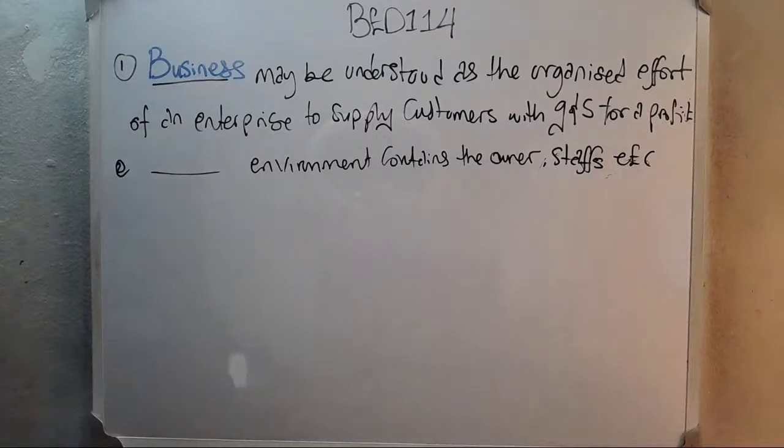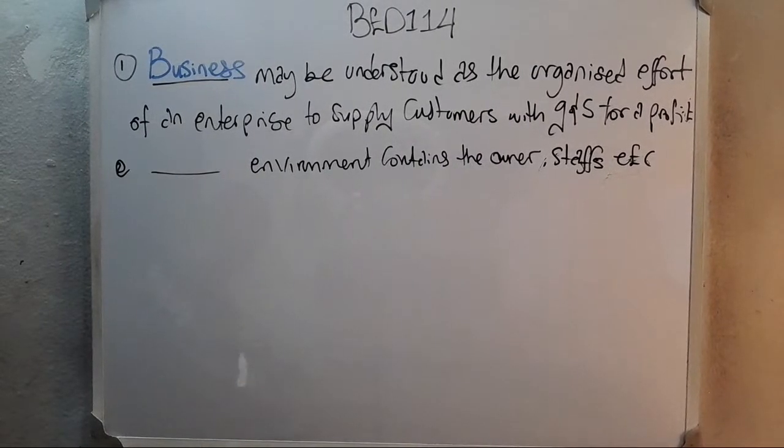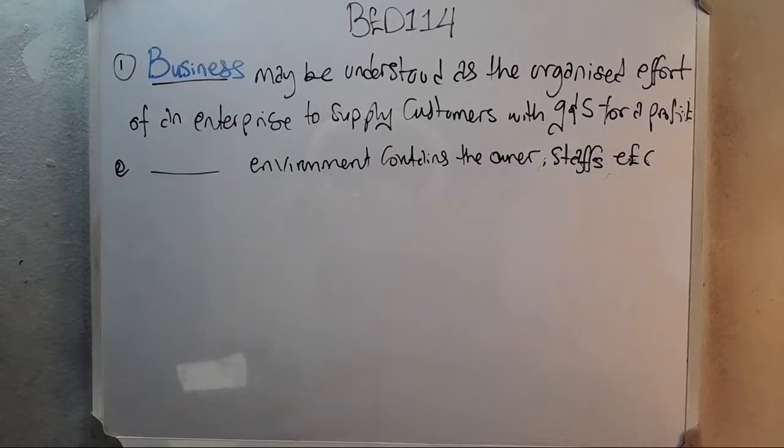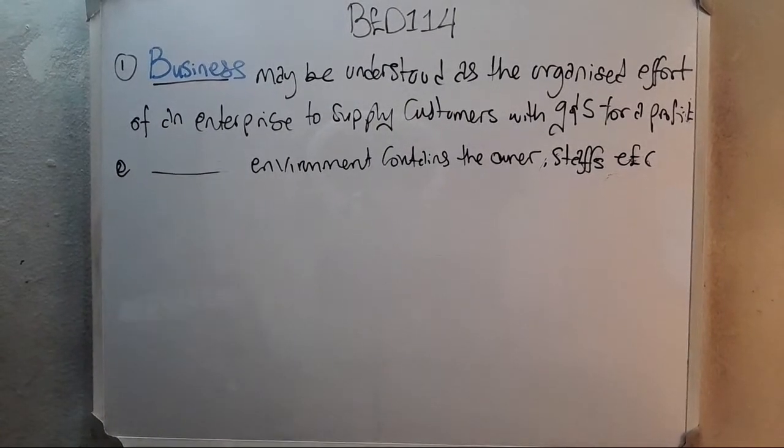Okay, that simply means that when it comes to business environment, there are different parts to it. So there are some environments in the business environment that comprise the owner and the workers, the staffs. So this part of business environment is referred to as what?